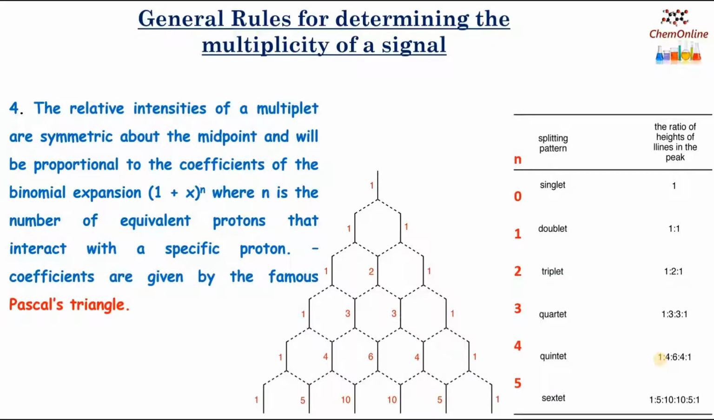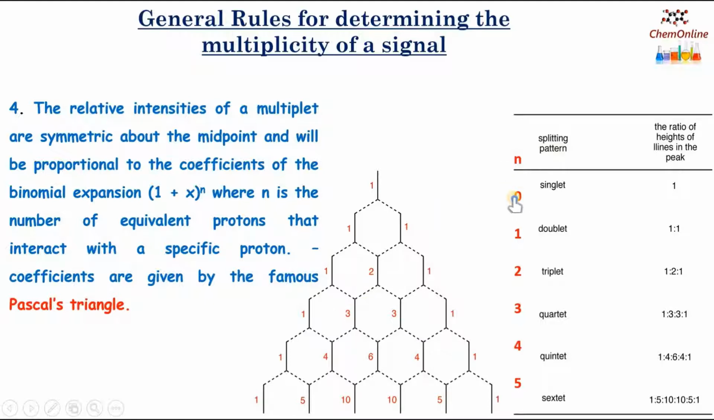We have seen that in an NMR spectrum, there will be multiple sets of lines or multiplets like doublet, triplet, quartet, etc. So what will be the intensity of these lines? The relative intensities of a multiplet will be symmetric about the midpoint, and are proportional to the coefficients of the binomial expansion 1 plus x raised to n, where n is the number of equivalent protons that interact with a specific proton. And those coefficients are given by the famous Pascal's triangle. That is as shown here. This is the Pascal's triangle.